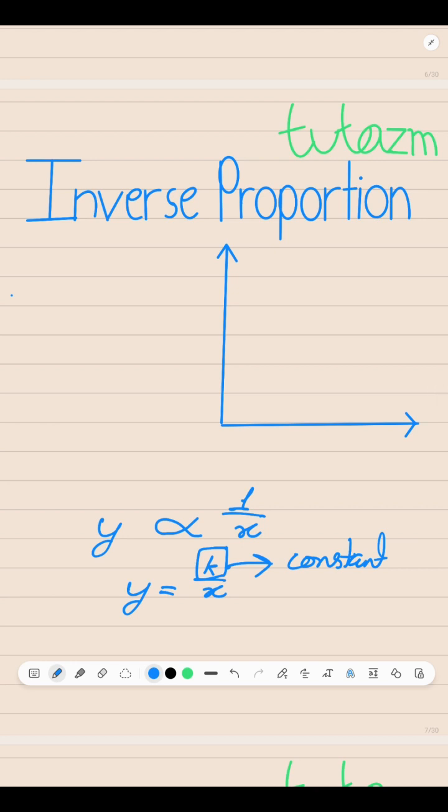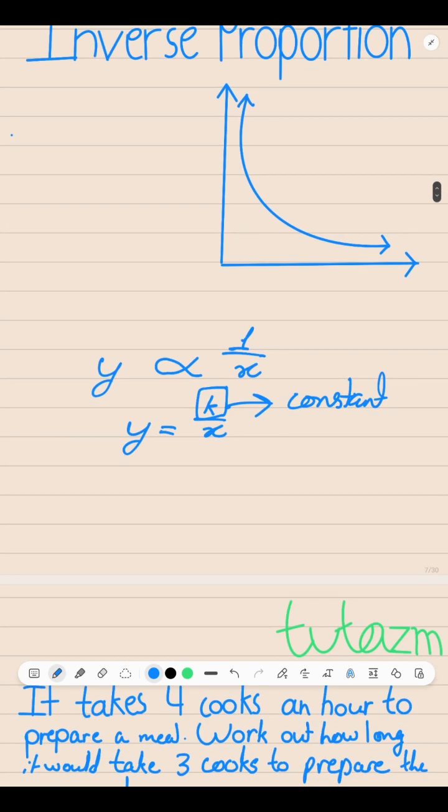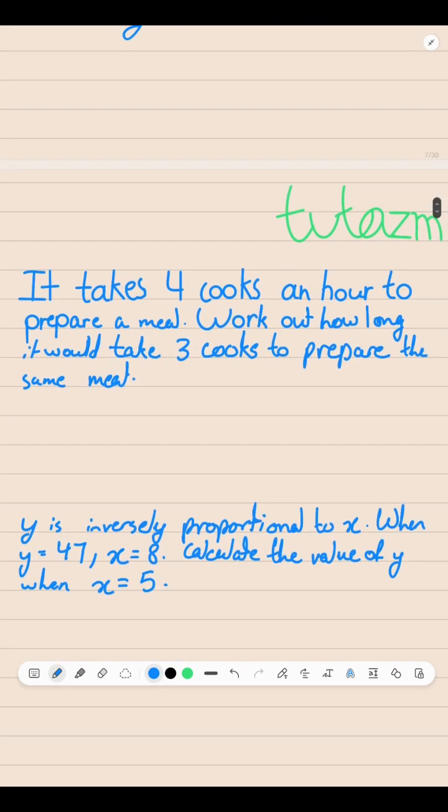What that would look like on a graph is it would be a curve, kind of like this. This curve is a type of curve that we're going to look at more closely when we look at graphs in general. But for the time being, you just have to know that an inverse proportion graph would look like this. Okay. Let's have a look at some questions then.